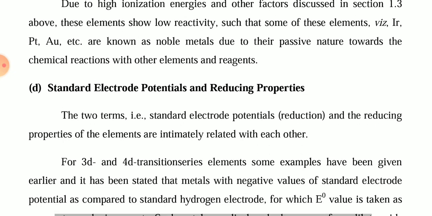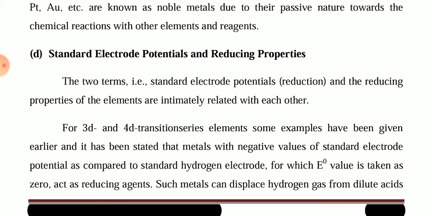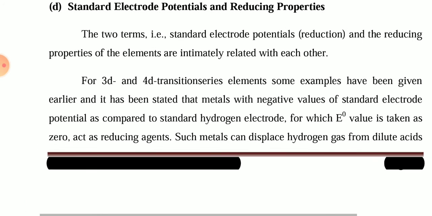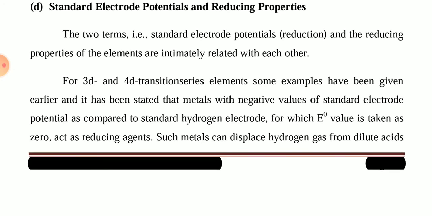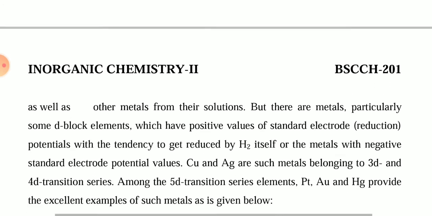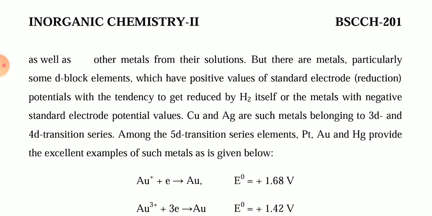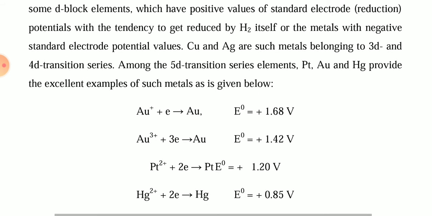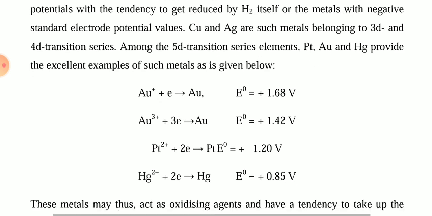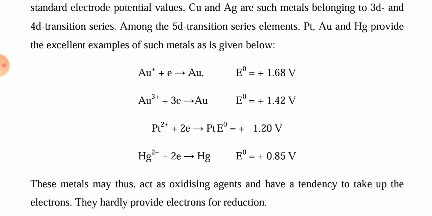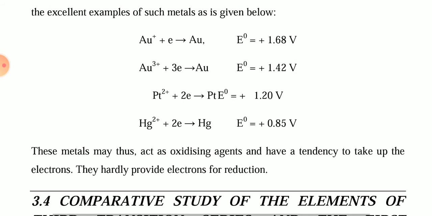Okay, then the oxidizing and reducing properties of the third, 5d, transition series. For the 3d and 4d transition series, some elements show oxidizing and reducing properties. So for the third transition series, we can see it for gold. You can see gold and platinum are used as oxidizing agents here. Mercury and platinum are some examples. These metals may thus act as oxidizing agents and have the tendency to take up electrons.